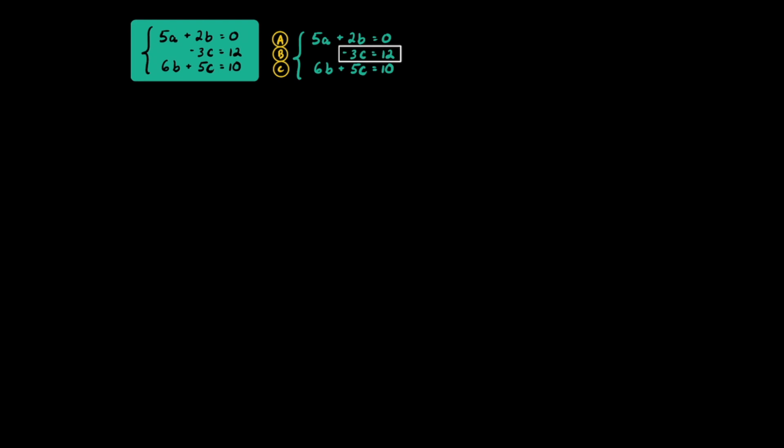Because equation B only has one variable, we can solve for c very quickly. Equation B is negative 3c is equal to 12, and if we divide both sides by negative 3, negative 3c divided by negative 3 is just c, and 12 divided by negative 3 is negative 4. c equals negative 4 is going to be part of our answer. 1 down, 2 to go.